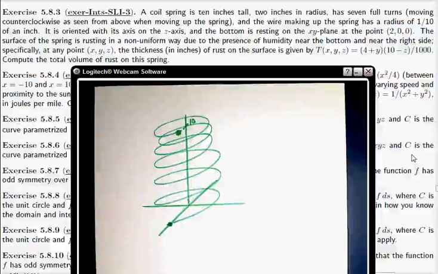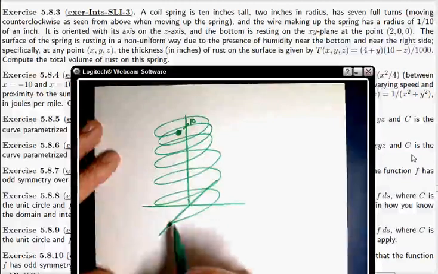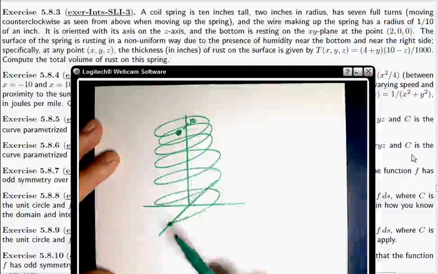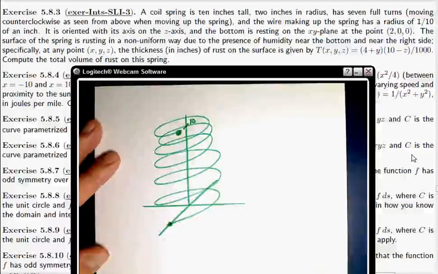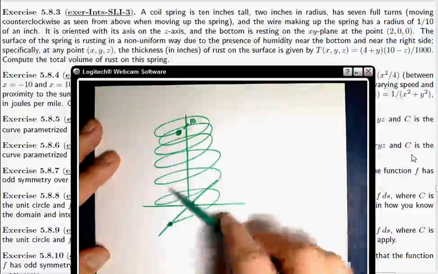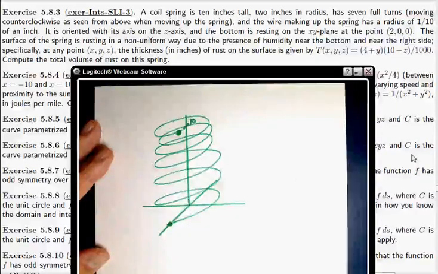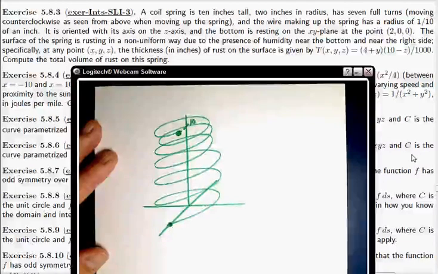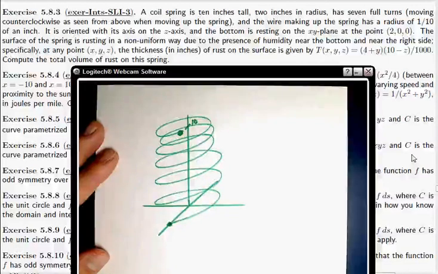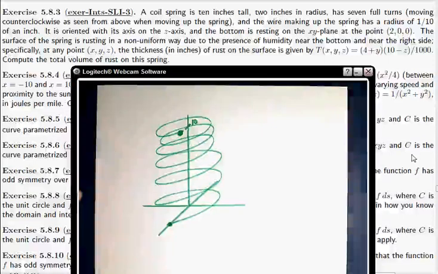Okay, so it says here moving counterclockwise as seen from above when moving up the spring. So in other words, this is up the spring, and as you're moving up the spring, it says counterclockwise as seen from above. So that means it has to go like that. I mean, you could still move in the direction of the vector (0, 1) initially, and then move counterclockwise, right? I'm not following. I mean, the center of the base of that spring could be, as I saw it, anywhere in a circle. Well, no, it says that the axis of the spring is the z-axis.